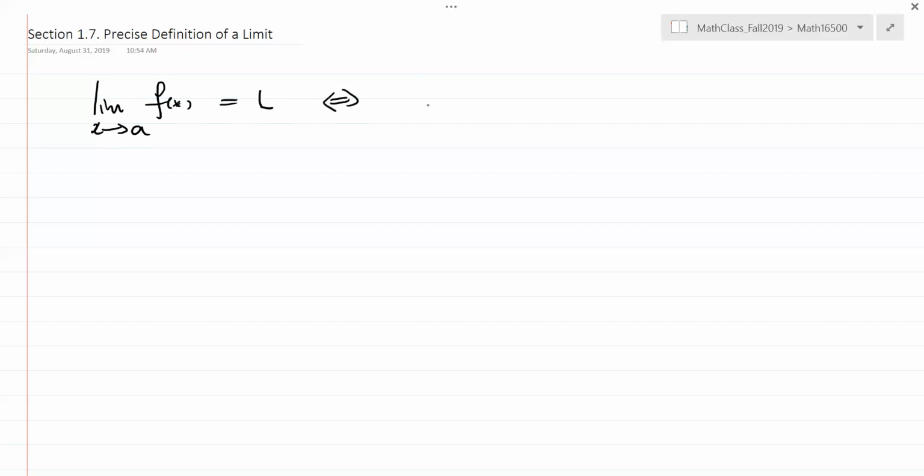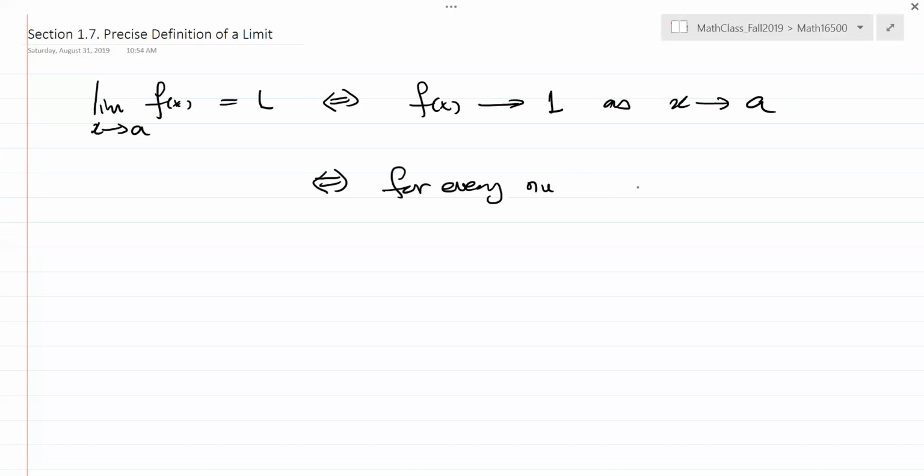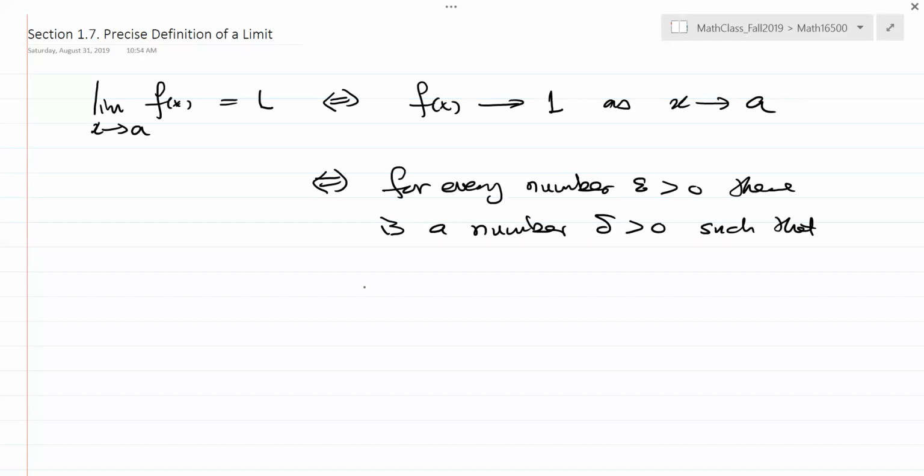This says that f of x approaches L as x approaches a. Okay, but this is not precise in mathematics. What we really mean is as follows. The next one is called the precise definition. For every number epsilon greater than 0, there is a number delta such that if the difference between x and a is less than delta, and x is not equal to a, so that's why I have greater than 0, then the difference between the value of f of x and L is smaller than any given epsilon.